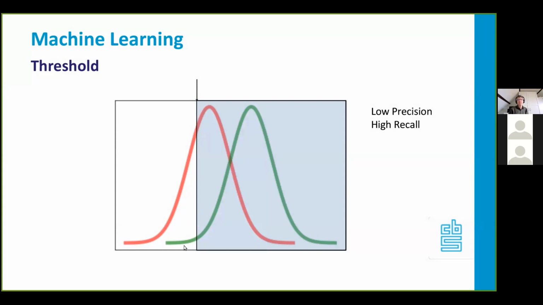Now, in this case, I know for sure that every positive item, or almost every positive item, is actually in my positive classified set. But there are also a lot of negatives in here.